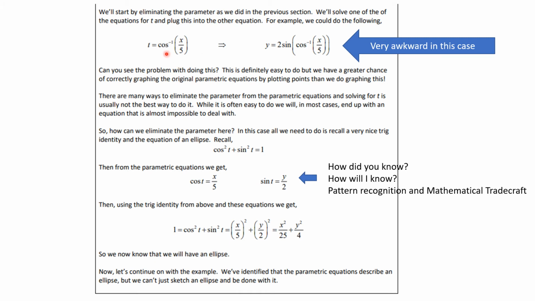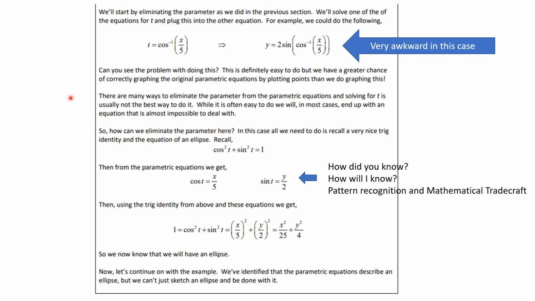And you say, well, let's just eliminate the parameter as we did before. Let's solve for t. But then we get things that look like t equals the inverse cosine of x over 5. That means that y, for example, would be equal to the sine of the inverse cosine of x over 5. Now, this is a very awkward expression, and it really doesn't lead us where we want to go.